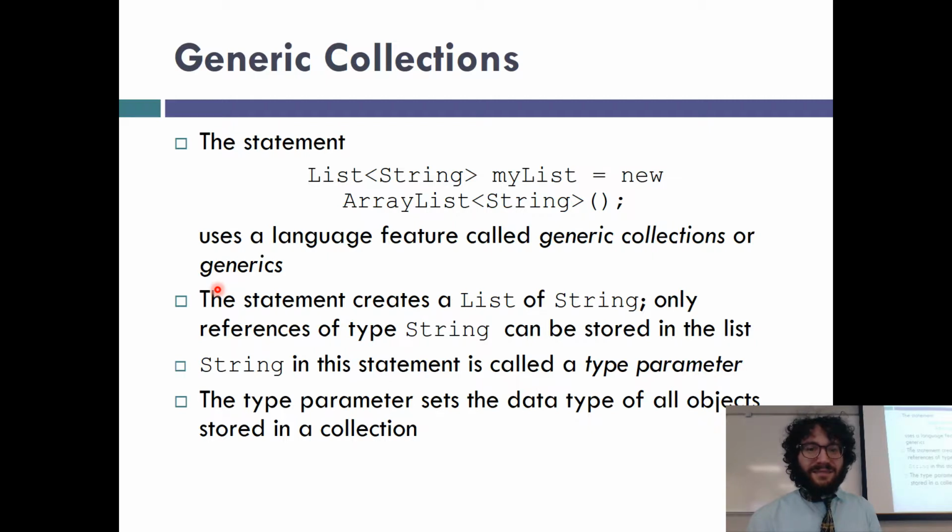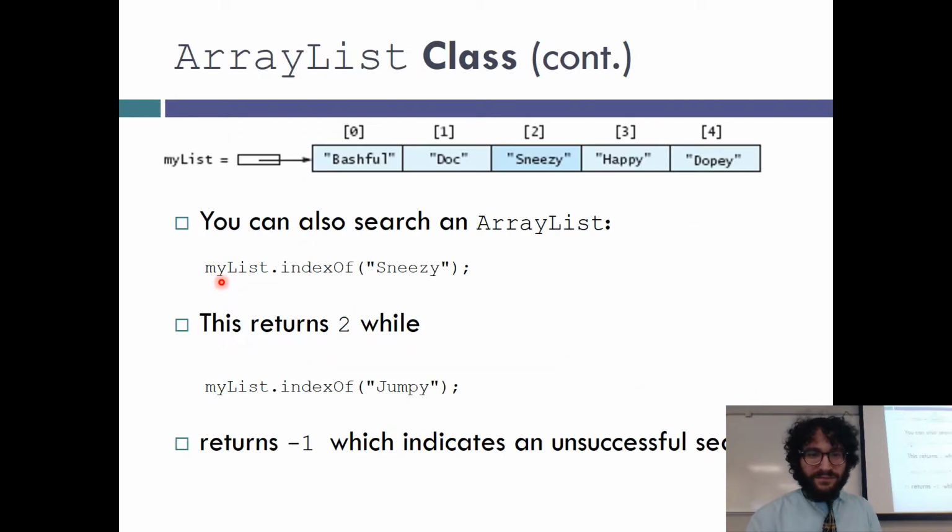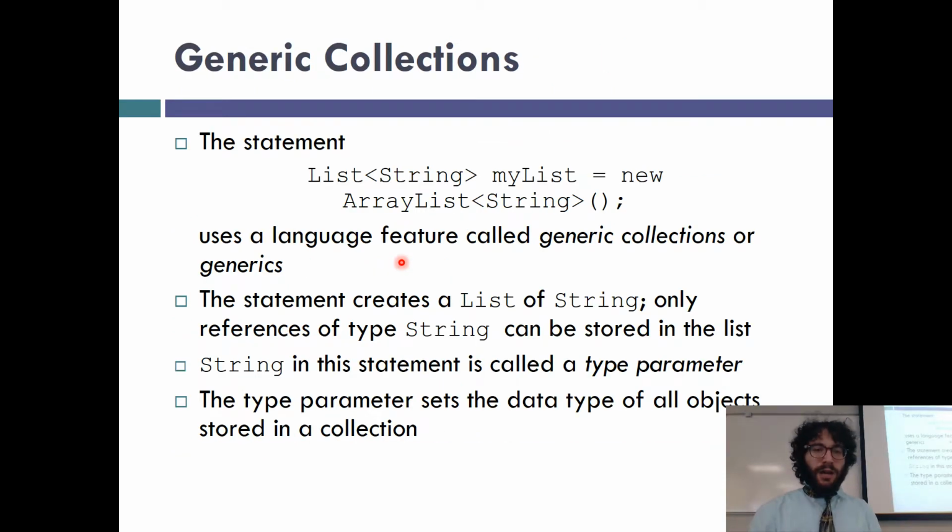Does the indexOf method use the equals method of the class? It does. Yeah. I think it uses the dot equals of whatever you're storing, right? So this statement is generic collections, right? It stores a list of strings, and only strings can be put in here, right?